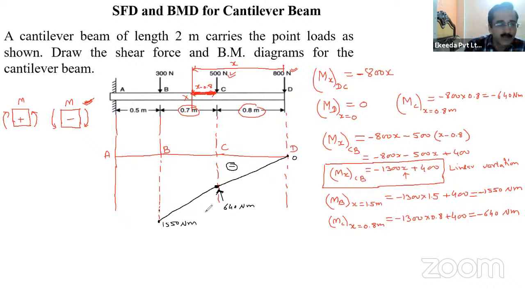So this is the bending moment between C to B, and again it is negative, right? Negative bending moment. Now the third part. Now we have to take the section between B to A. Third part, B to A. So let us take the section between B to A and draw the bending moment diagram.